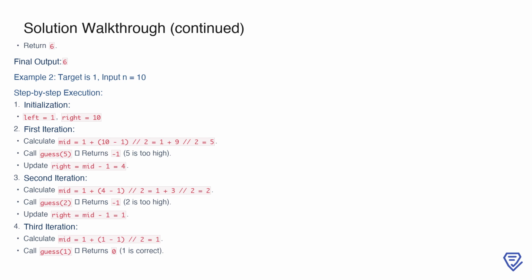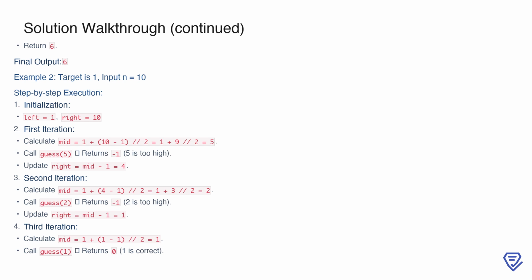After finding the correct number in the first example, we now move to another scenario where the target is 1, and the input range is again from 1 to 10. We begin with the same initialization, left is set to 1 and right to 10. In the first iteration, we calculate mid as 5. When we call guess 5, it returns -1, meaning the guess number is too high.